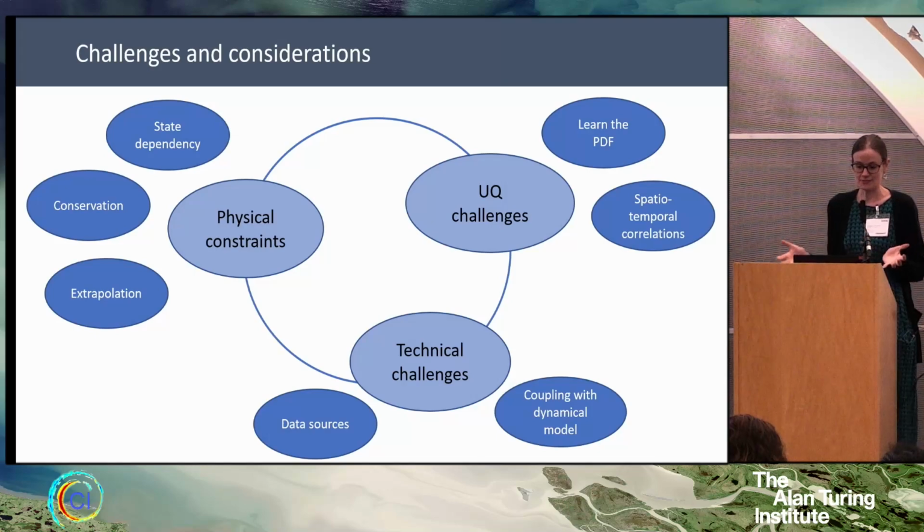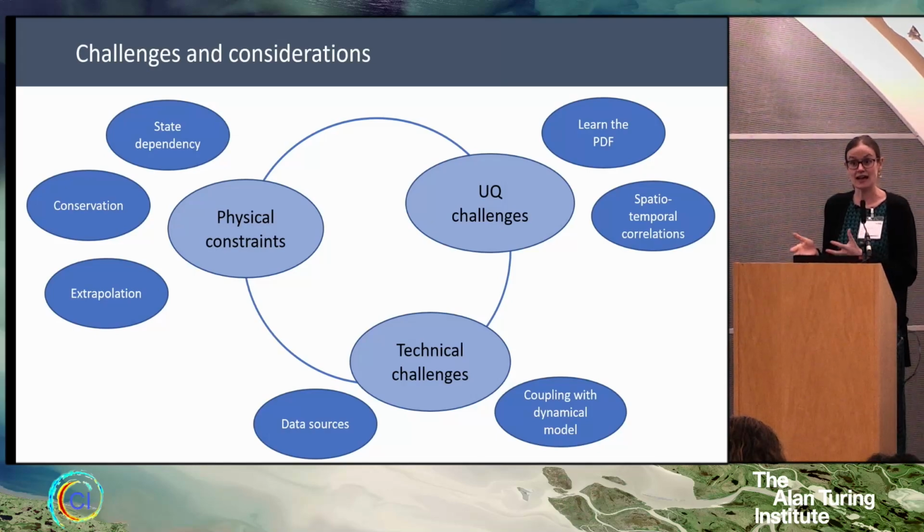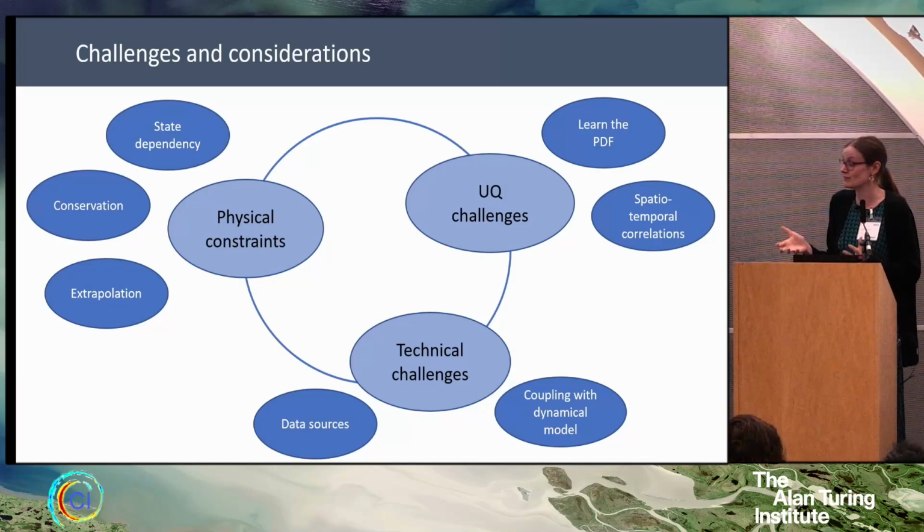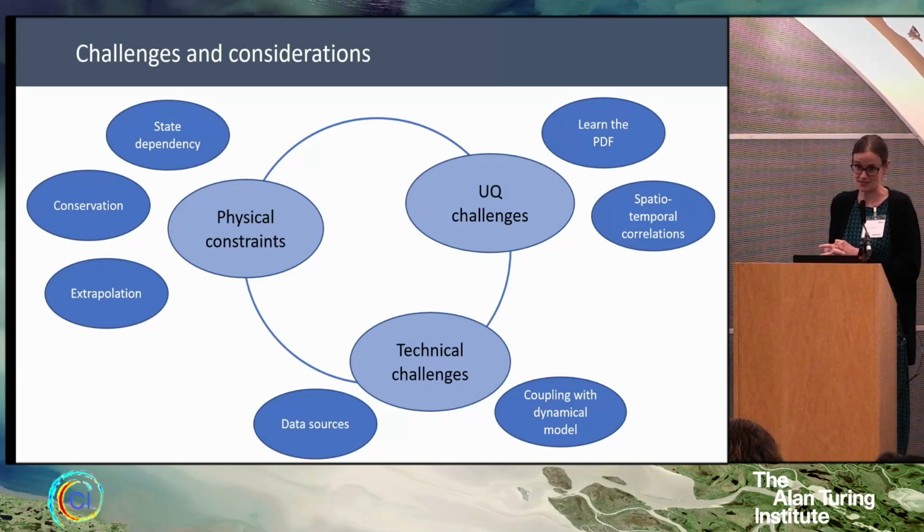So this then brings me on to the challenges and considerations that we have when we want to build a machine-learned stochastic parameterization. The first set of issues to consider is all our physical constraints. And these are exactly the same kind of constraints and considerations that we have when we're building a more traditional deterministic machine-learned model. There's been a huge amount of literature looking at these problems of conservation, extrapolation, and so on. So we're not going to talk about those here.